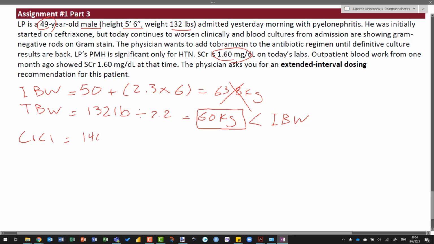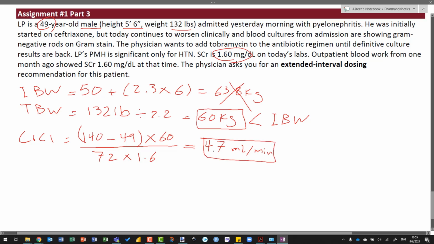To calculate creatinine clearance, we say 140 minus the age of the patient, which is 49, times the body weight, in this case 60 kilograms, divided by 72 times serum creatinine of 1.6. This is not a female, so we don't have to multiply by 0.85, so therefore you just get 47. So 47 mL per minute.